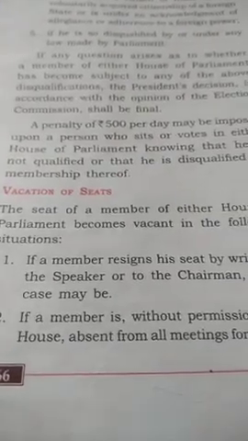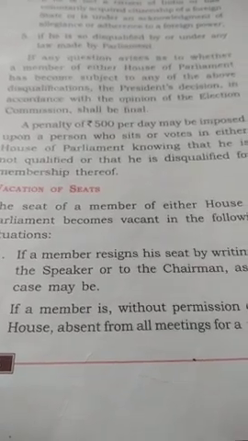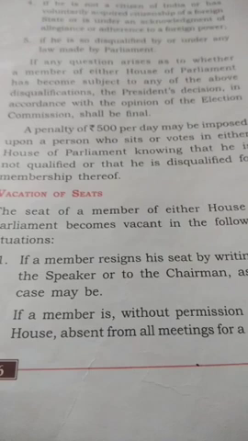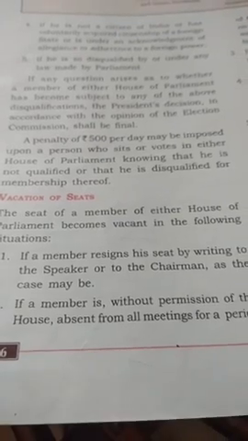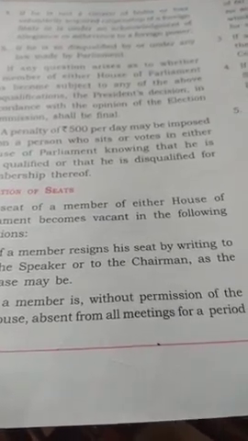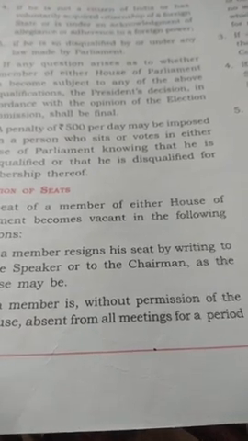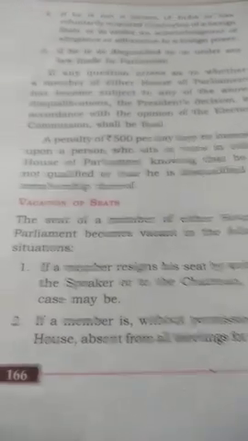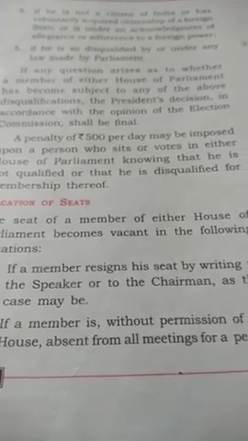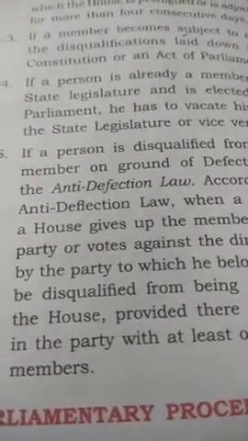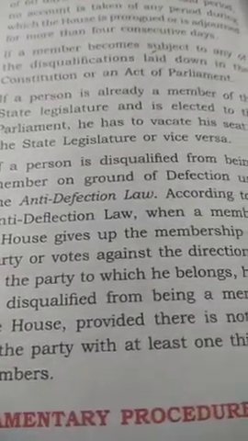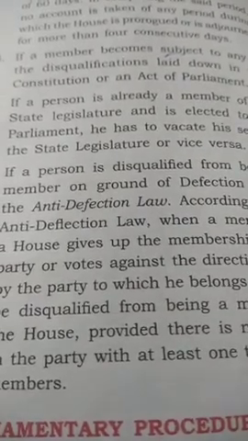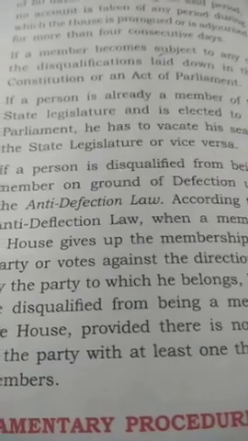Now come to the vacation of seats. In the following conditions, the seat may be vacant. If a member resigns his seat by writing to the Speaker or to the Chairman, then the seat may be vacant. Next, if a member is absent from all the meetings for a period of 60 days without the permission of the house, then the seat may be vacant. If a person is already a member of the state legislature and is elected to the parliament, he has to vacate his seat of the state legislature or the Lok Sabha.